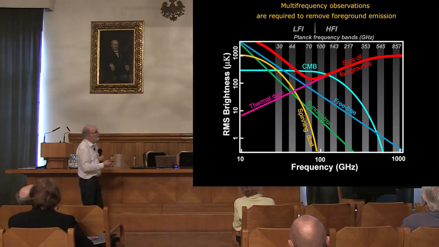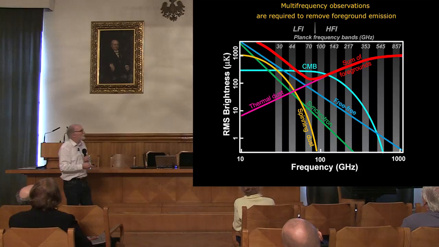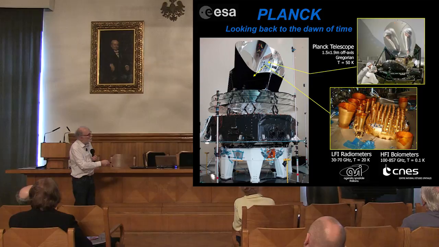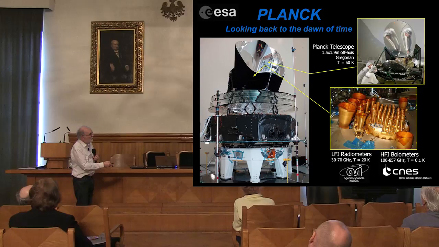And in fact, as you will see, there are two instruments. Not one technology can do all of these frequencies. We have to have two different technologies on board the same satellite. This is the Planck telescope, 1.5 meter aperture. This is the focal plane, which is cooled down to temperatures that reach 0.1 Kelvin in the focal plane. So that's an extreme challenge to do in space, and in fact, it's the first time that it was done in space. And the two instruments are here. They are really heavily integrated in the focal plane, which is over there.